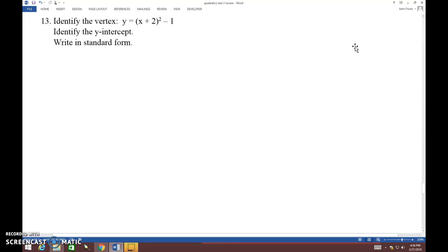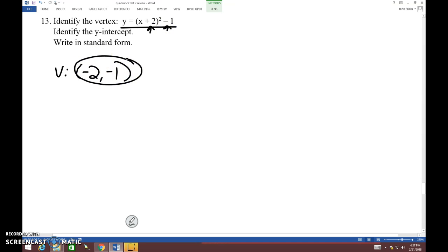Number 13, identify the vertex. So it gives us kind of what we were just talking about. This is vertex form, so all we have to do is just look at h and k. So when we pull out the h, we know we've got to flip the sign, so the vertex here is going to be, I'll put v for vertex, negative 2, and then the y value here is going to be the negative 1 on the end. So our vertex is easy to find when it's in vertex form.